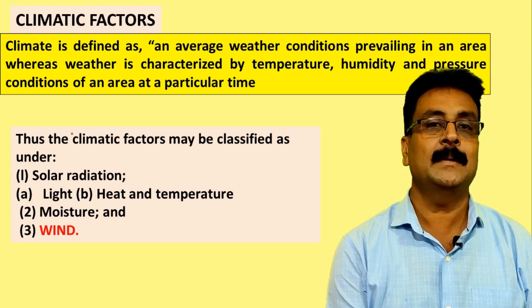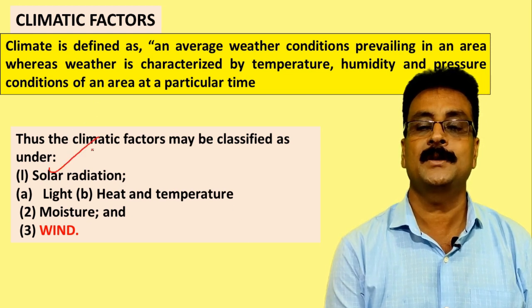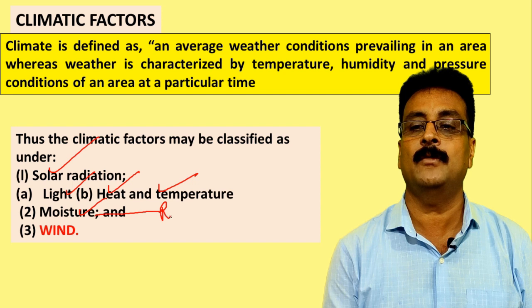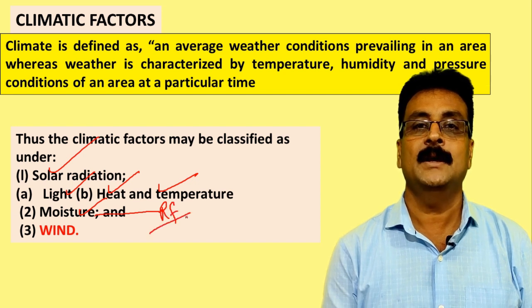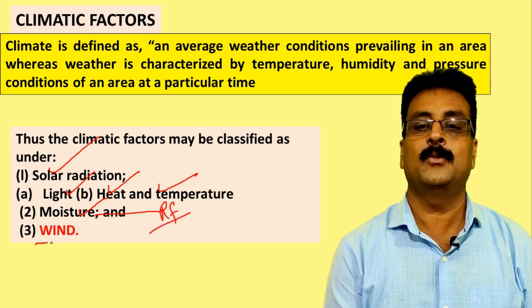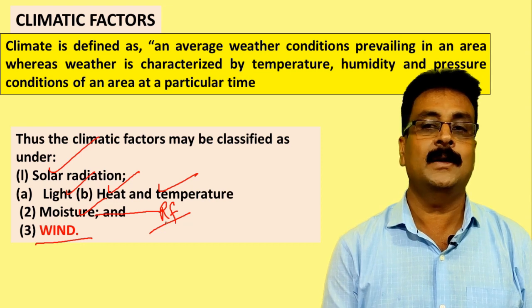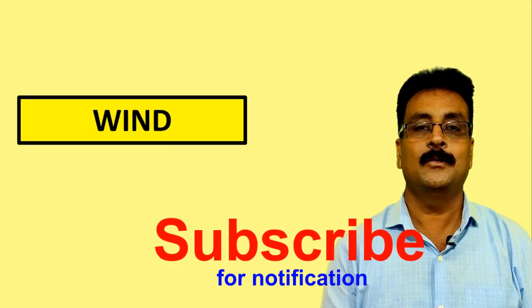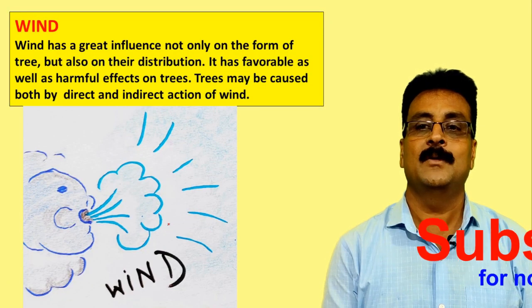So in the climatic factor, we studied solar radiation, light, heat, temperature, and moisture, which was very important as a source of rainfall. We studied that in the previous lecture. In this lecture, we'll carry on with the wind. Under the climatic factors, wind is very, very important. Now, we'll study how the wind affects the vegetation.